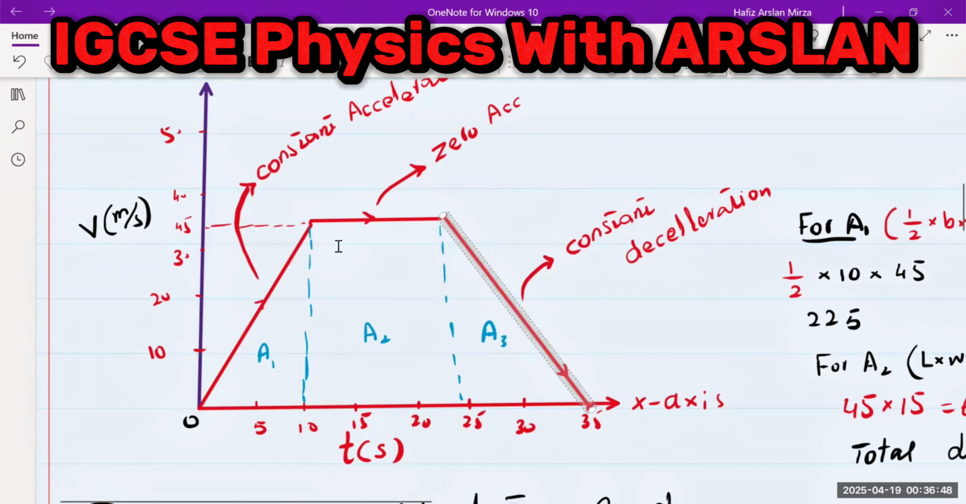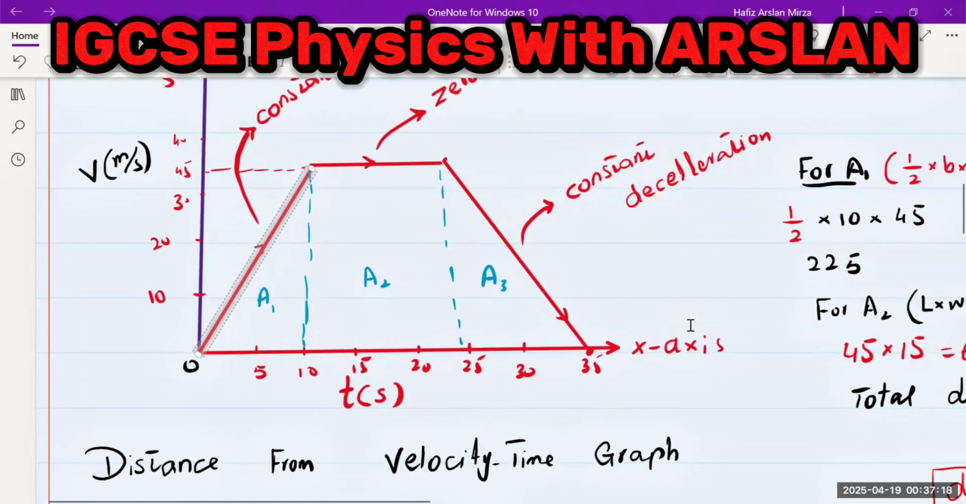Whenever we want to find the acceleration at a point, for example for this line, what will I do? I will find the gradient. You know the rule to find the gradient: y2 minus y1 divided by x2 minus x1. Y1 and x1 are both zero, starting from the origin. So 45 divided by 10, the acceleration is 4.5 meters per second squared, as the unit of acceleration is meters per second squared.